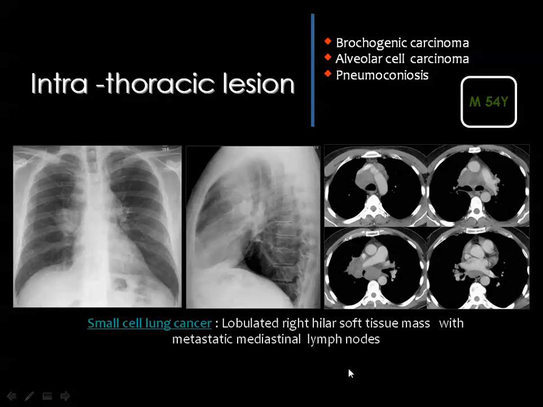Then here, this patient is known to have small cell lung cancer, which is located in the right hilum. And you have seen lymph nodes along the arch of the aorta, prevascular, lymph nodes retrocaval, lymph nodes precarinal, lymph nodes zygoesophageal, and subcarinal as well.